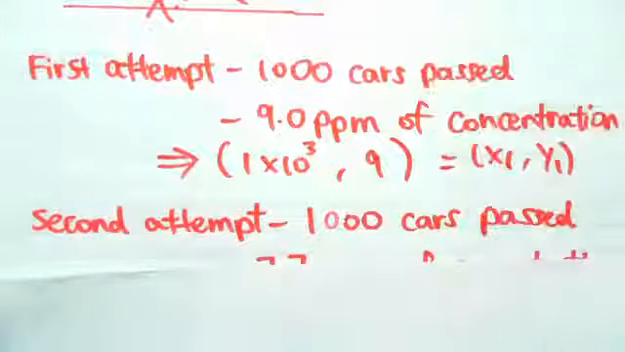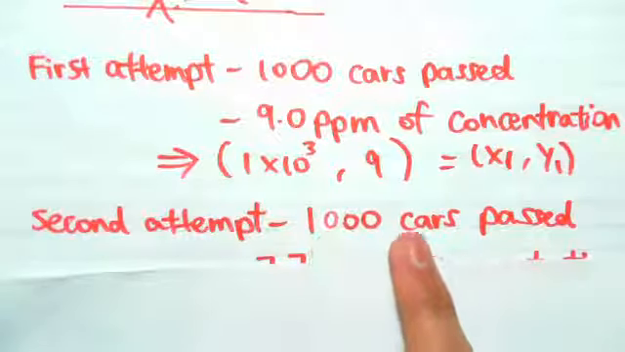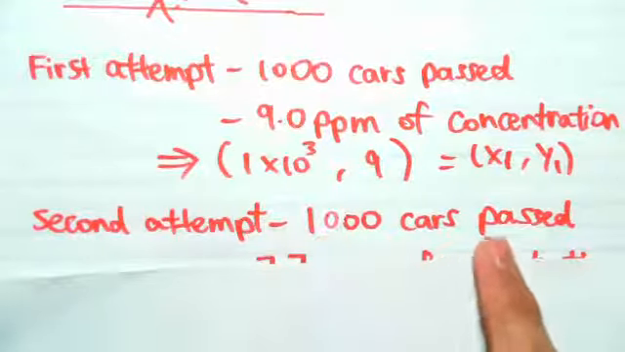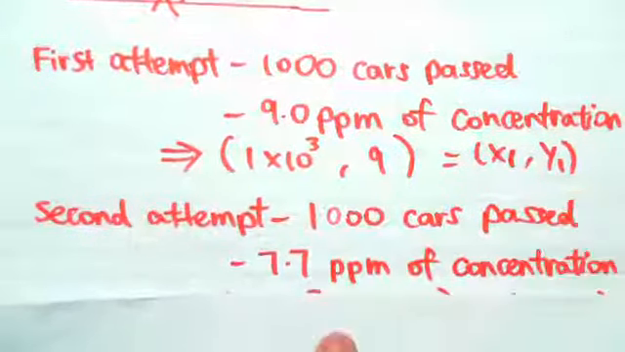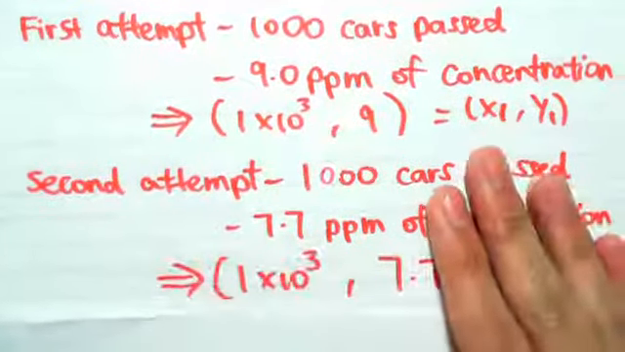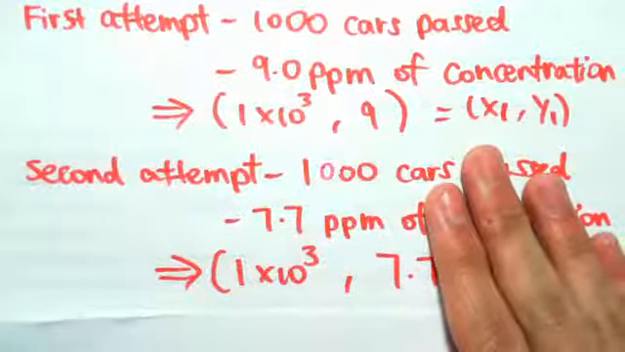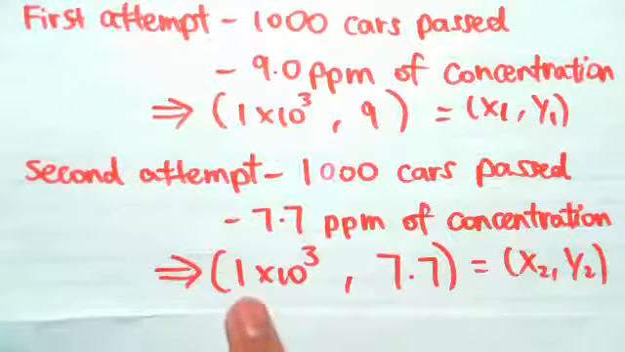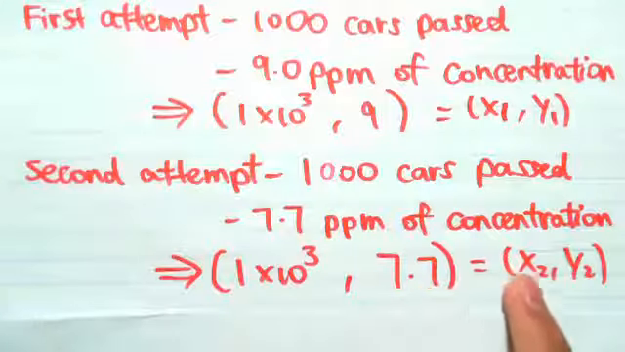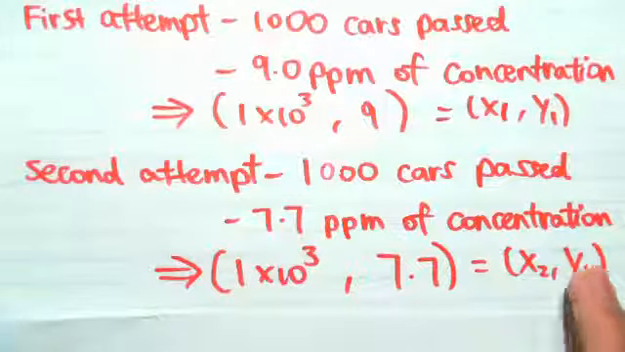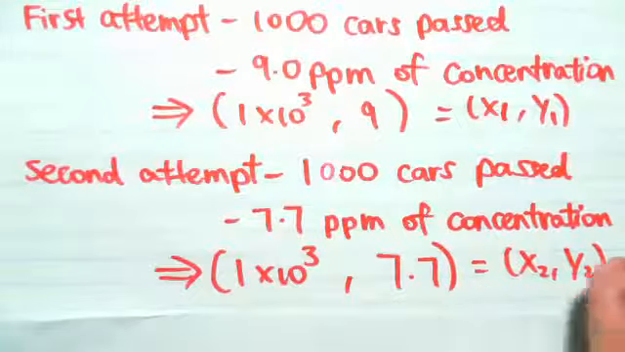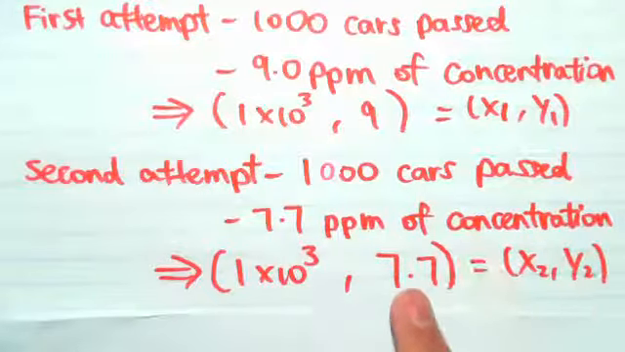So with the second attempt, you again counted that there were 1,000 cars that passed you. Okay, and these 1,000 cars emitted a total of 7.7 ppm of concentration. So then you again put it as a coordinate of (1,000, 7.7), and you let it equal x2, y2. So x2 being the amount of cars that passed you, which is 1,000, y2 being the ppm of concentration, and that was 7.7.